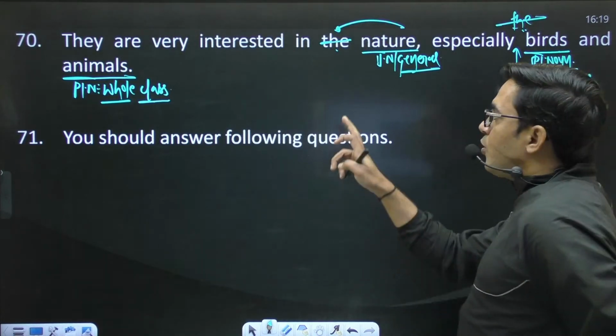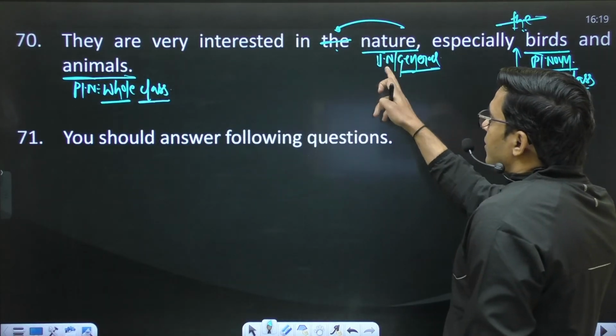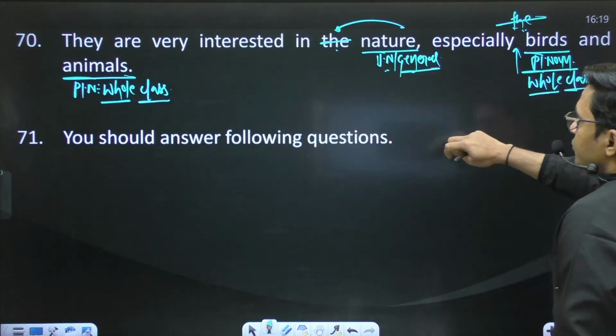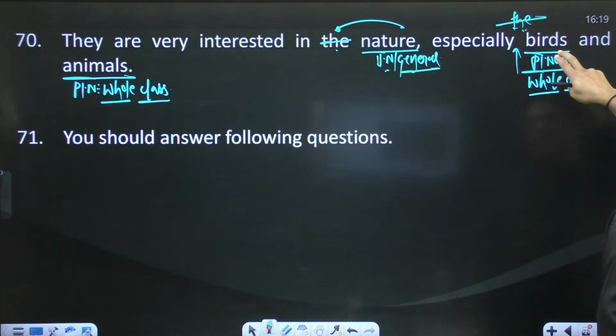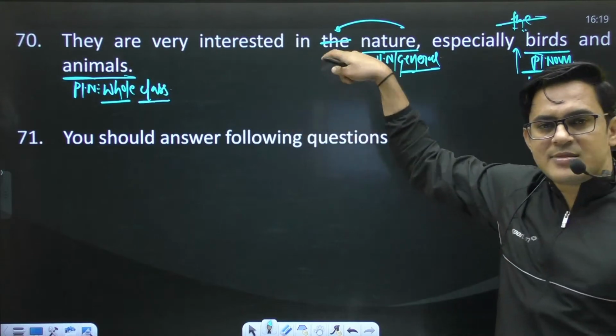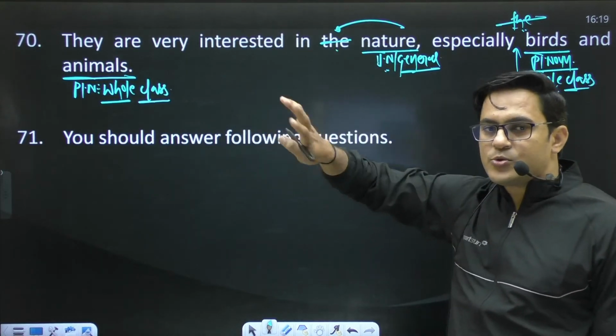So drop article the before nature in general. And same thing, you don't speak like the birds and the animals in this particular sentence, right? So the sentence will be fine.